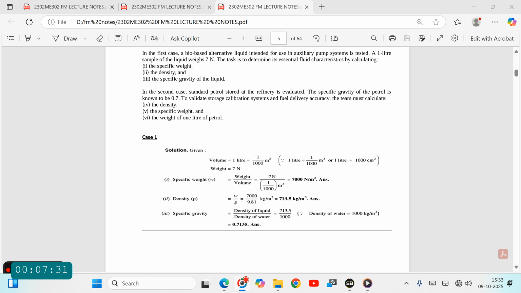The specific gravity of the petrol is known to be 0.7. To evaluate storage calibration systems and fuel delivery accuracy, the team must calculate density, specific weight, and weight of 1 liter petrol. Again, we will repeat.